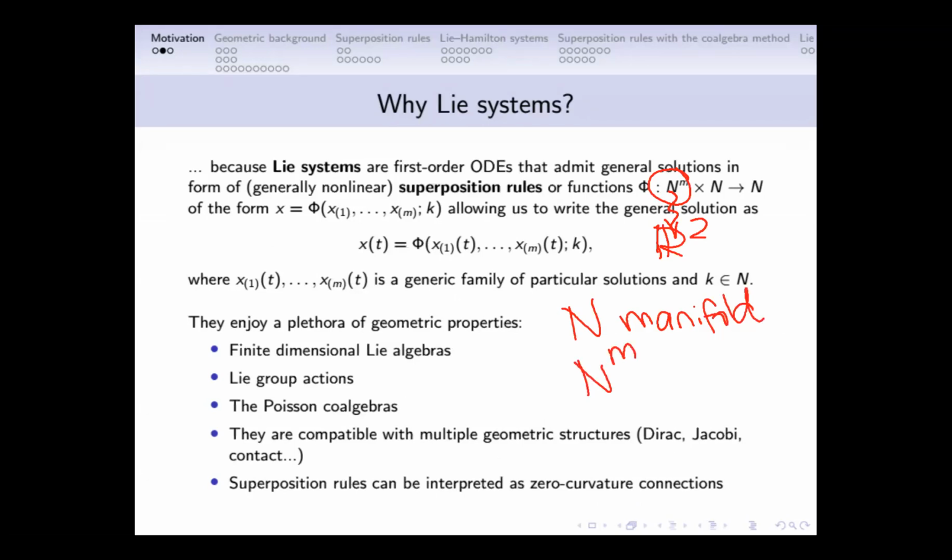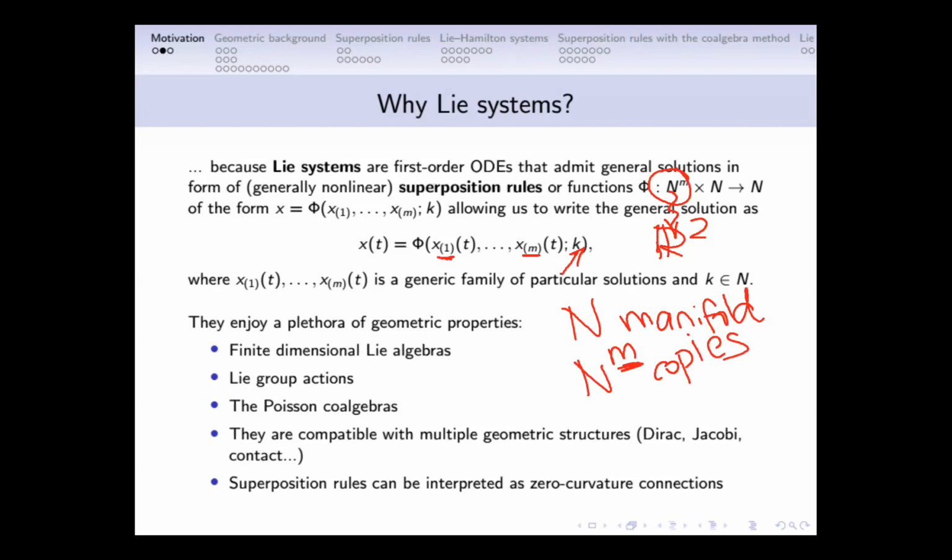Okay, so the normal n is a manifold, and the other m there is a number, right? So the set of natural numbers. This m is a natural number that I will tell you about in the next slides, because it's the number of copies, the number of particular solutions that one has to use. Right, but the last argument k there, that's a number, right?